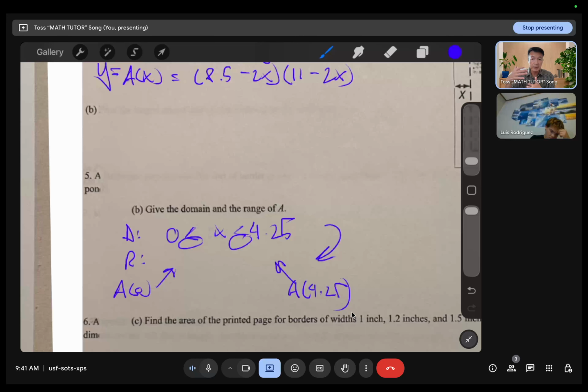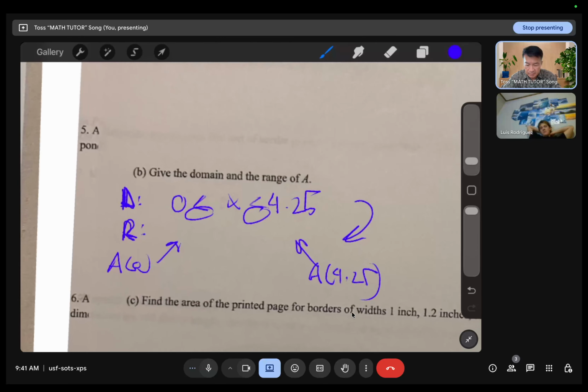Therefore, your range will also depend on the x. That's why they call it the dependent variable, right? The y, the range is the y, the domain, your x. So your y depends on the x. So the x must be between 0 and 4.25. Therefore, you have to figure out what the y, or the range, the A, or the area would generate between those two numbers. What are the values, max and min?